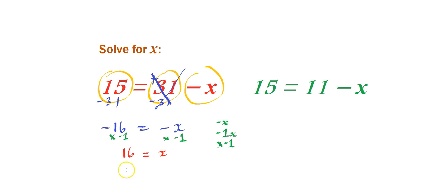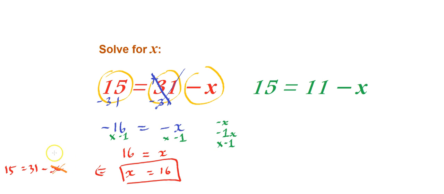The correct formatting should really have the variable on the left and its value on the right, and we should box our final answer. We should check, and we check by substituting. Remember, it was 15 equals 31 minus x. We think x is 16. 31 minus 16, does it equal 15? Well, yes, it does. Therefore, that is correct, and so is our working.